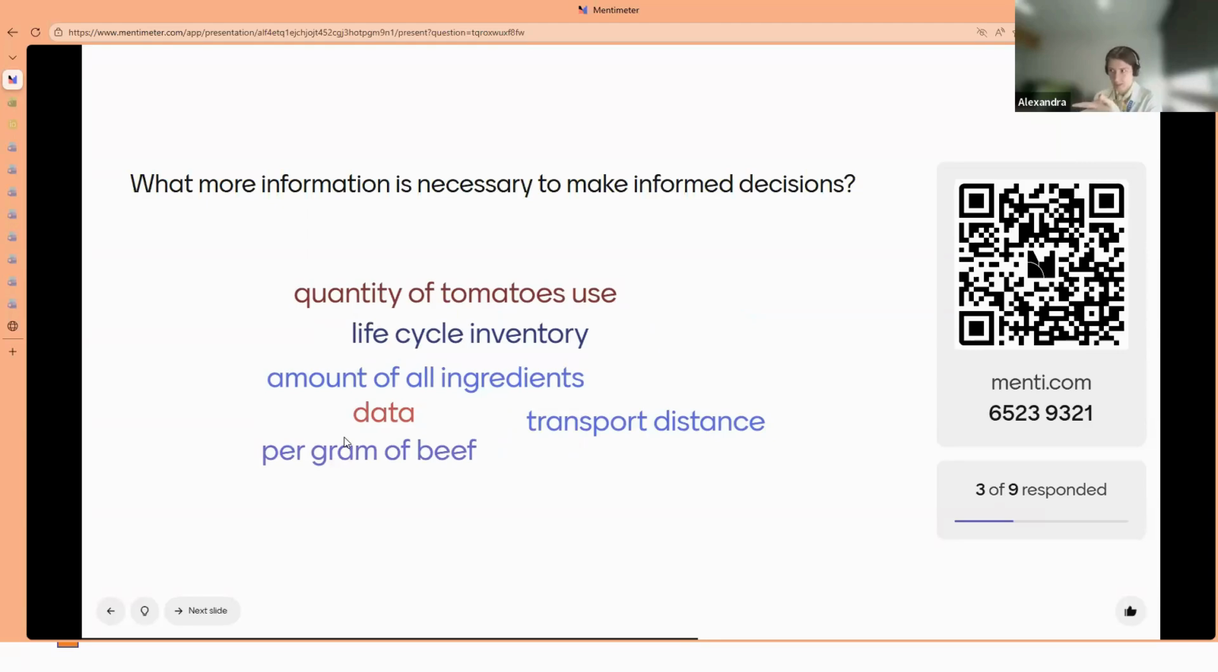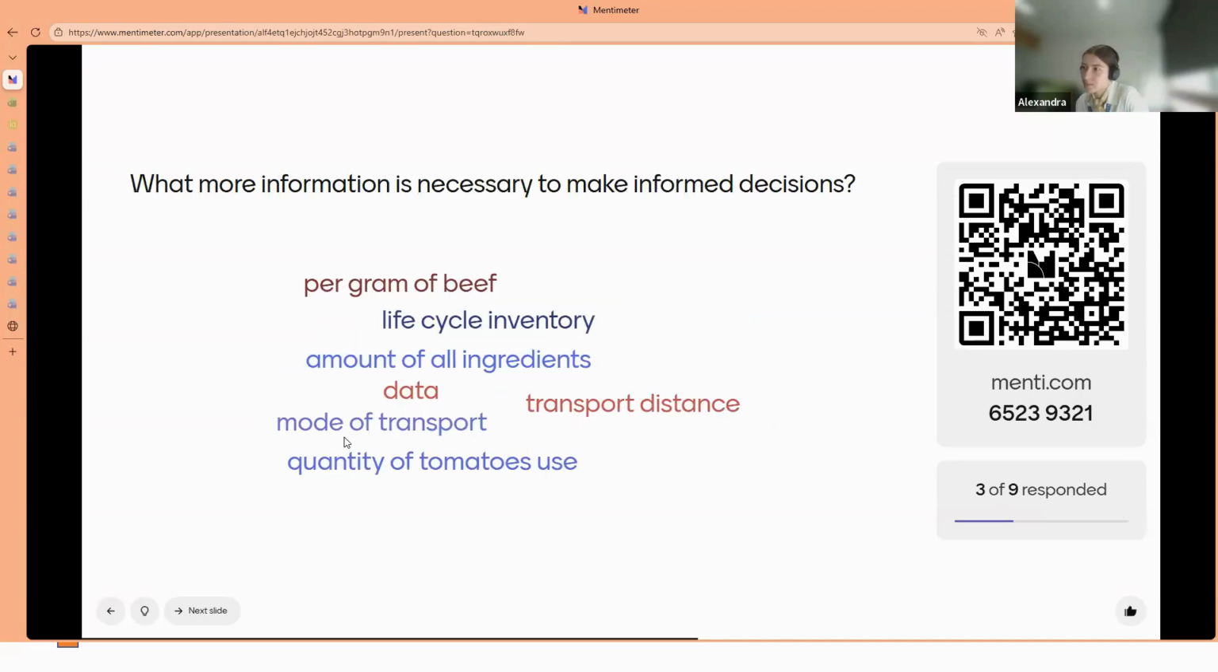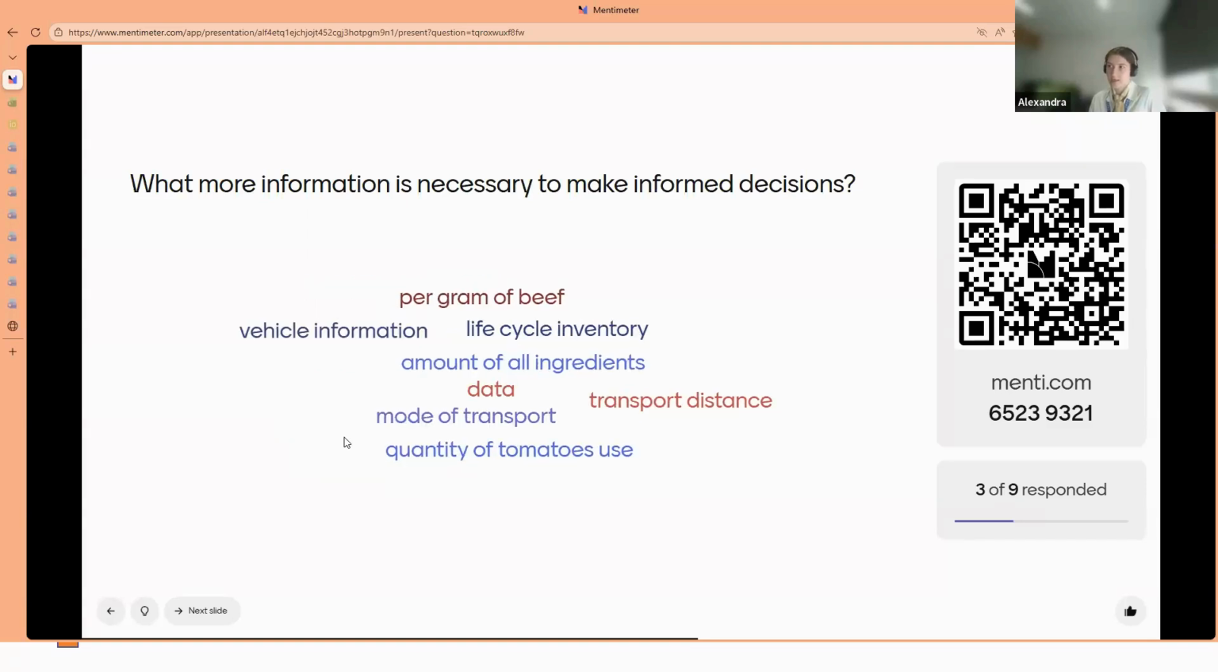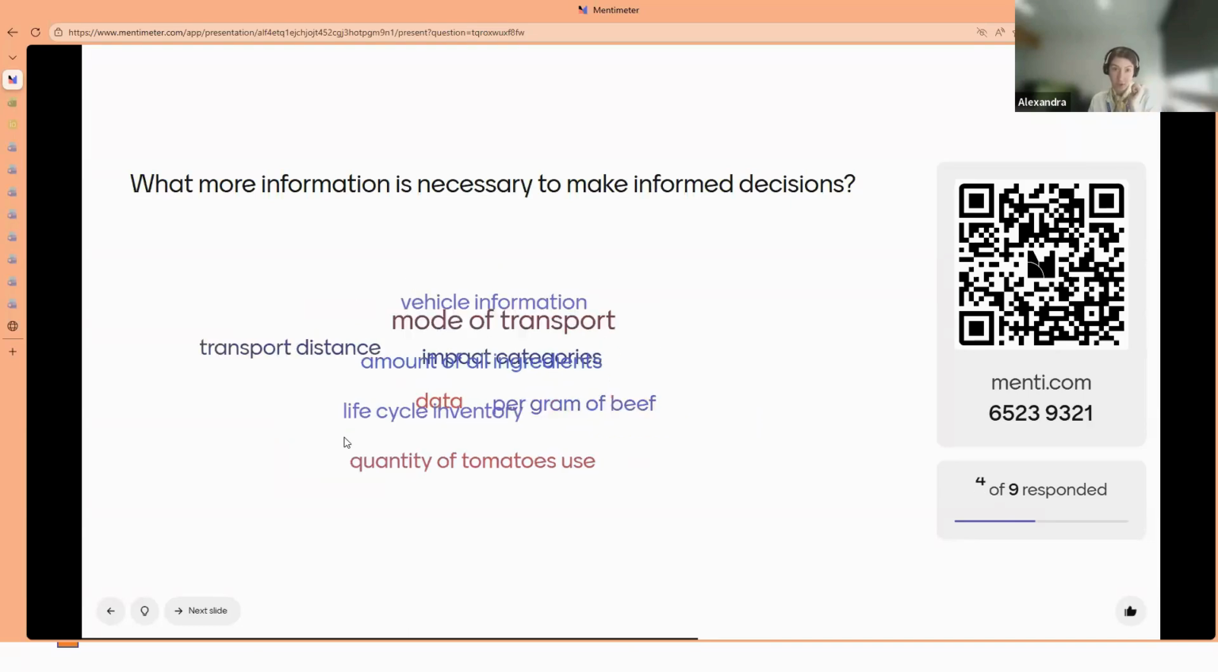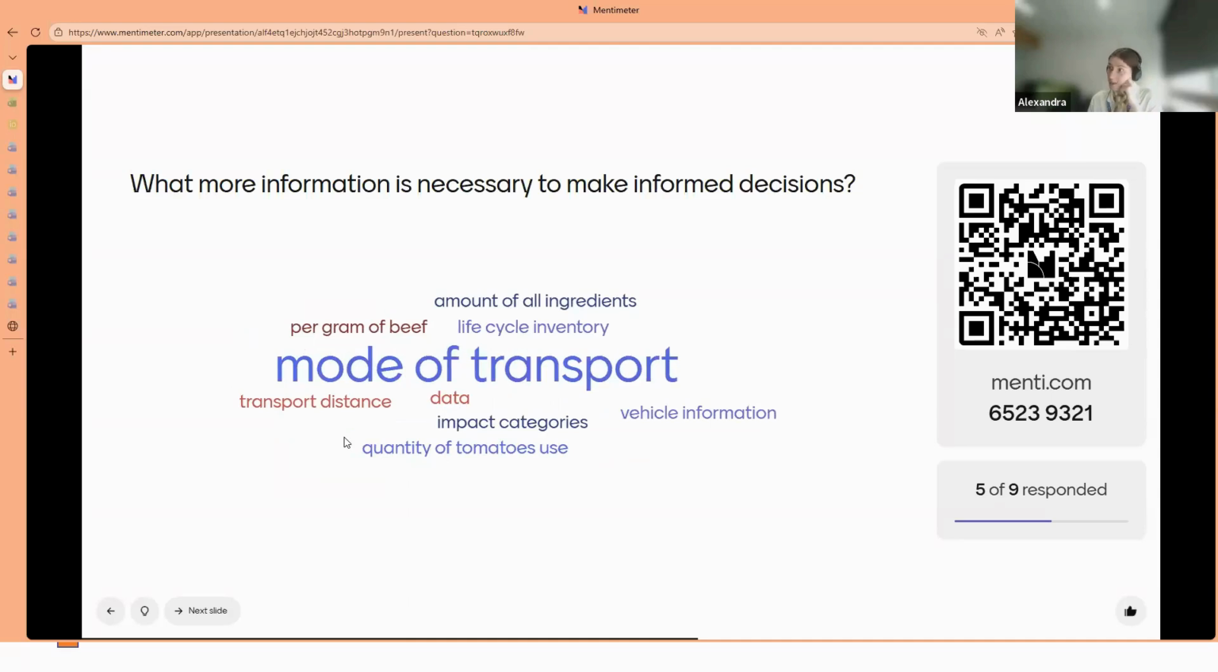What are other things that we need to know besides the transport distance? Like there are many types of transport. Amount of all ingredients, correct. Mode of transport, yes. Also vehicle information, because the standards for emissions for vehicles change drastically per country. Impact categories. Yes, we need to know what interests us. In this case, it could be, for example, global warming potential. That would be a good one, just to get a quick overview of the impact on the environment.